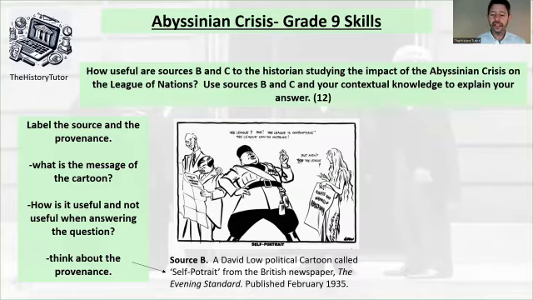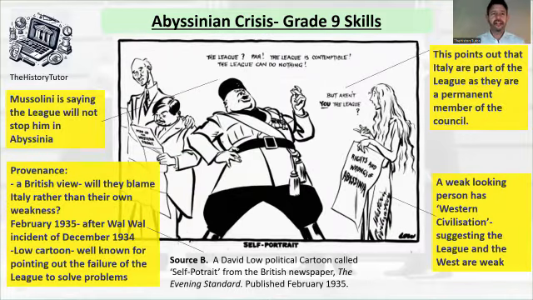Okay, had a little think here. What about some of these ideas then? Did you pick out that Mussolini is saying the League will not stop in Abyssinia? So he's saying the League is contemptible. The League can do nothing. Okay, so he's obviously learnt that from Manchuria. Also, there's another bit there where on the right, this points out that Italy are part of the League as they are a permanent member of the council when she's saying, but aren't you the League? And then what about the lady?